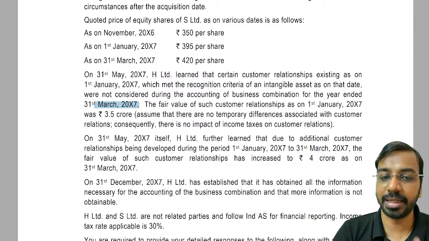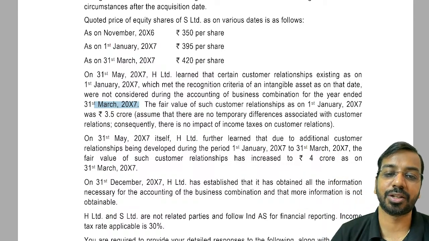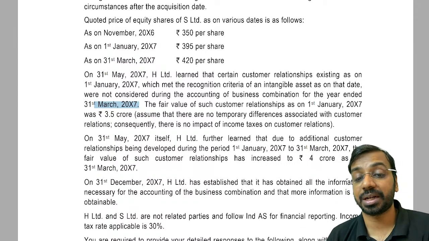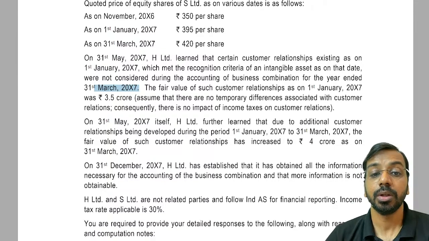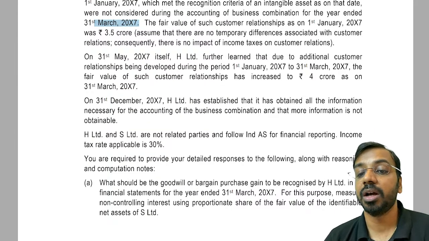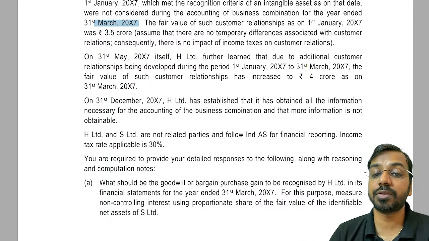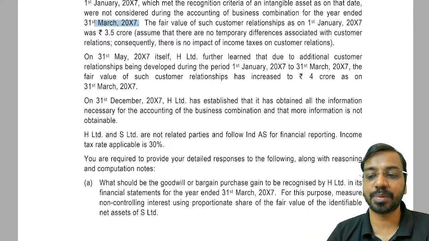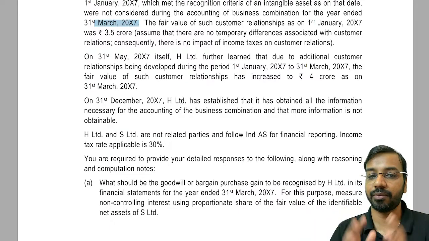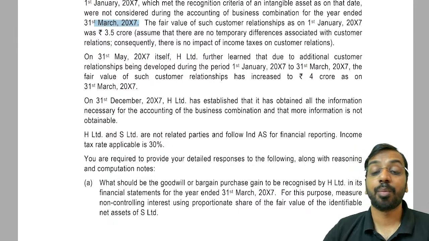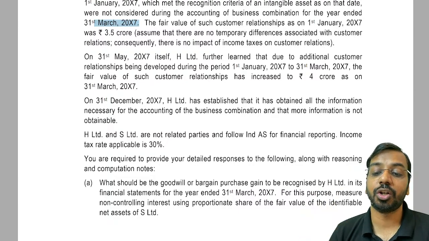On 31st of May, you recognize that yes, there is a customer relationship. In that case, you will account for this portion retrospectively. Then on 31st May itself, S Limited further learned that due to additional customer relationship being developed during the period of 1st of January to 31st of March, the fair value of such customer relationship has increased to 4 crores. Now, this is a subsequent increase, and that subsequent increase you will not consider. Whatever is existing on the date of acquisition, that you will consider. But whatever is developed subsequently, that you will not consider.